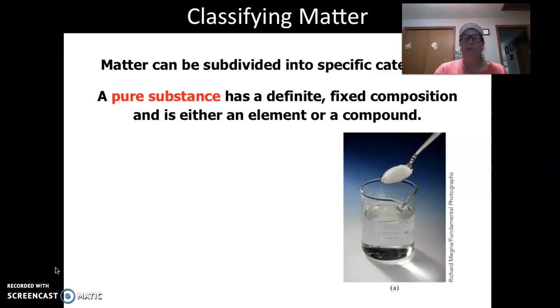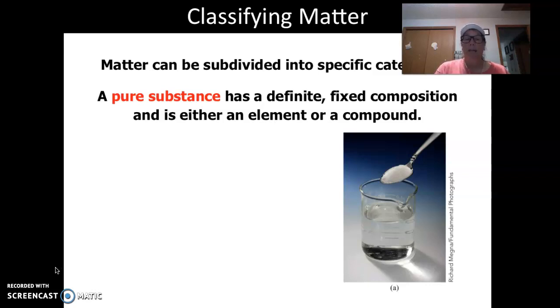You can tell it's a pure substance because it's always the same. When you're talking about pure water, we talked about that before, it's always H2O. If I get it anywhere, it's always H2O. Now, if I'm talking about tap water, that is not a pure substance because its composition changes. But a pure substance always has the same composition.